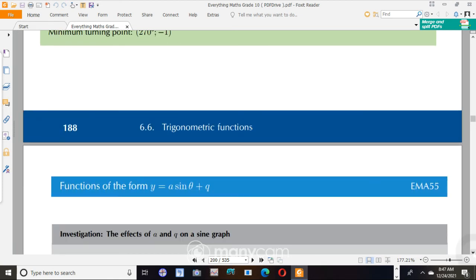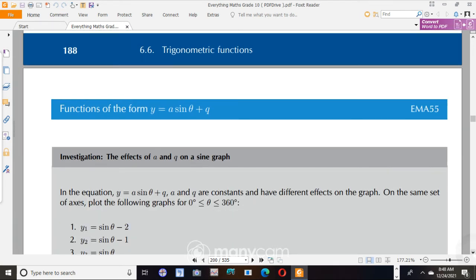We have seen that the maximum is 1, the minimum is -1. The maximum occurs at 90 degrees and the minimum occurs at 270 degrees, and the value is 0 at 0, 180 and 360 degrees. It is very important, even if it is elementary level.